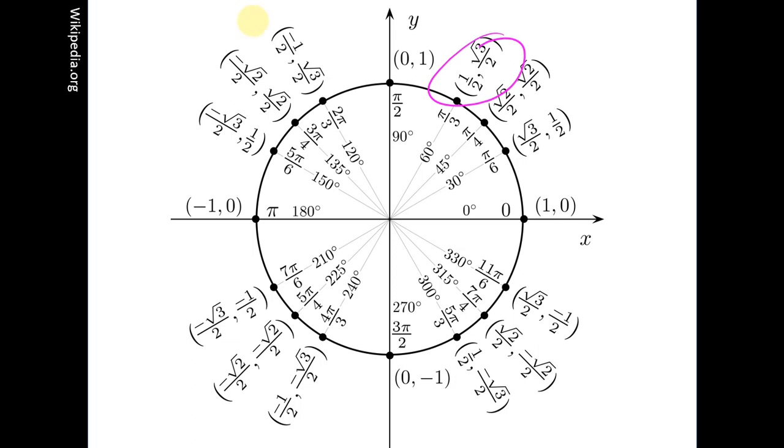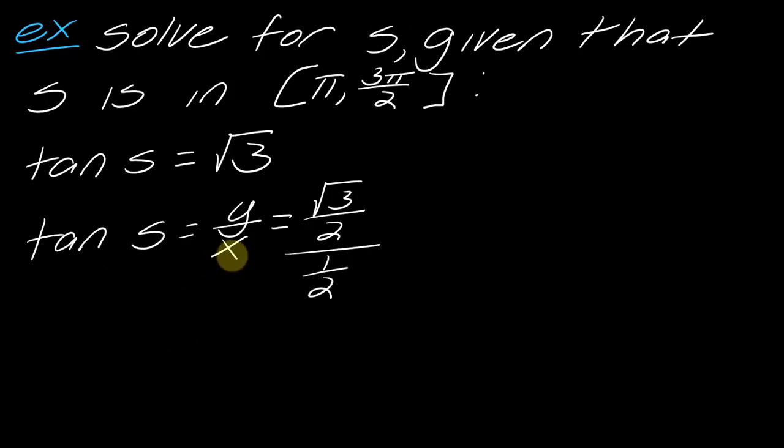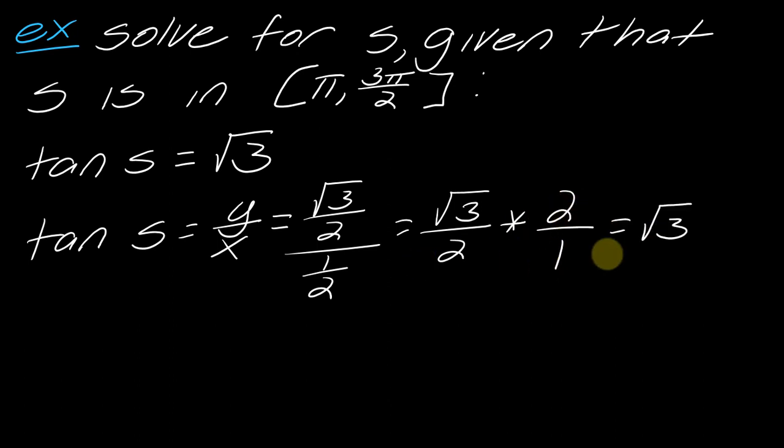Notice here I've got square root of 3/2 and 1/2. These are my x and y coordinates. Let's think about this for a moment. Tangent of s is equal to y/x. So if I take those coordinates, this would be square root of 3/2 divided by 1/2. If I work this out, I take square root of 3/2 and divide it by 1/2. But we know that dividing is the same as multiplying, so I could just multiply by 2/1. Check out what I get here: this gives me square root of 3. So at that coordinate, I would get square root of 3.